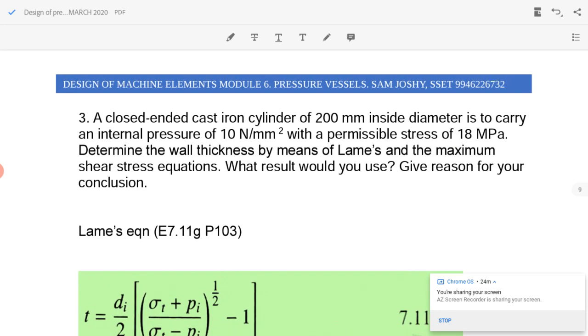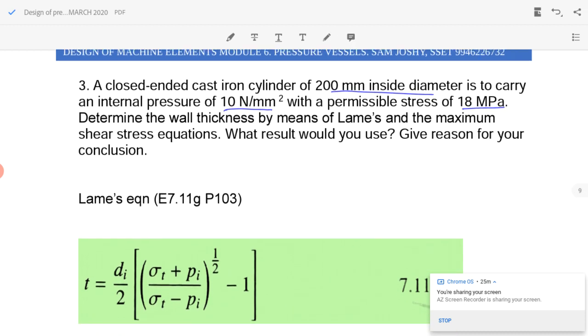Now we can go to the third question. A closed-end cast cylinder of 200 mm inside dia has to carry a fluid at a pressure of 10 Newton per mm square. Permissible stress is 18 megapascal. So sigma T is given as 18 megapascal.